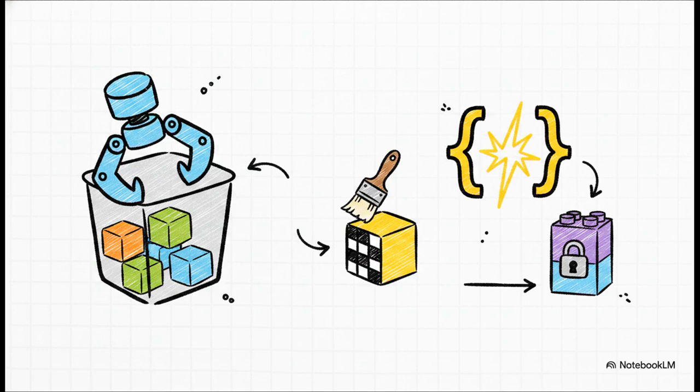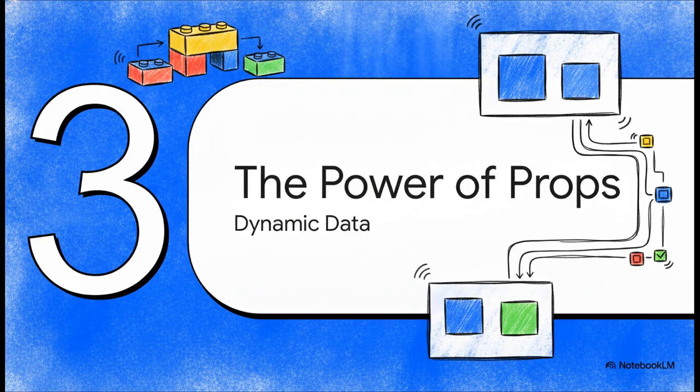Because JSX isn't quite regular HTML, there are a few physical rules for how our Lego blocks have to click together. If you're returning multiple elements, you gotta wrap them in a single parent tag. Assigning a CSS class, you have to use className instead of class because class is a reserved word in JavaScript. Empty elements absolutely must be self-closing. And here is the real magic. To inject dynamic JavaScript directly into your UI, you just wrap it in curly braces. It is that easy.